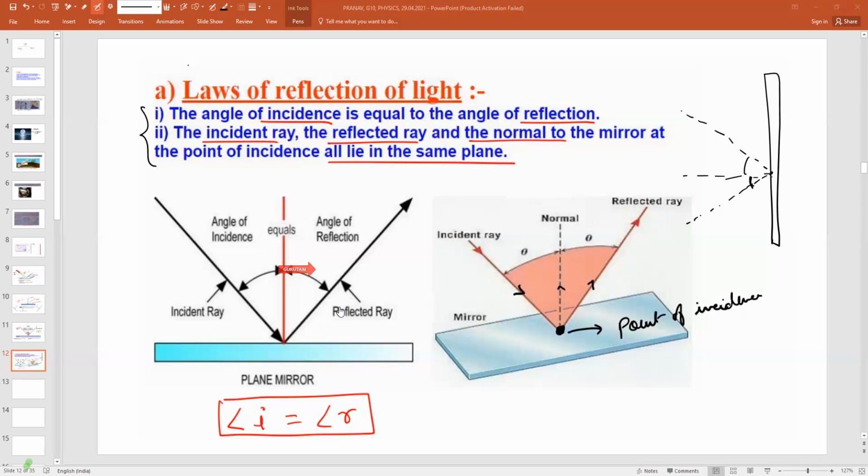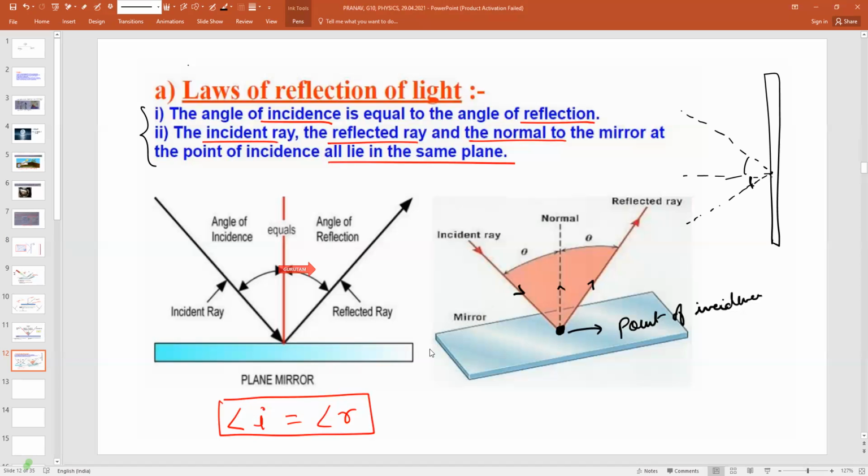Yes, I've noted it down. So now you can see in this, the angle of incidence is equal to the angle of reflection, right? And what is the second law? The second law says that the incident ray, the reflected ray and the normal to the mirror at the point of incidence all lie in the same plane.